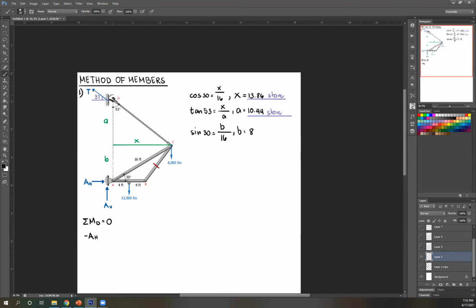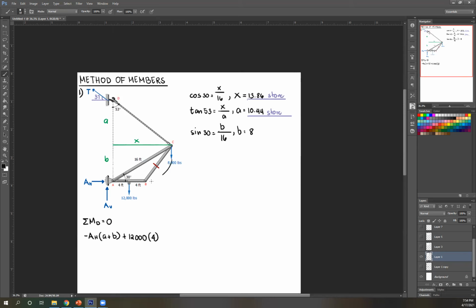Perpendicular distance of AH from support B, it's this total length, which is equal to A plus B. So A plus B. Again, A is 10.44, B is 8. Next, we have 12,000 here, rotated about B. That's clockwise, therefore positive. Perpendicular distance, so extend its line of action. Perpendicular distance is this length, which is also equal to this. So that's 4.